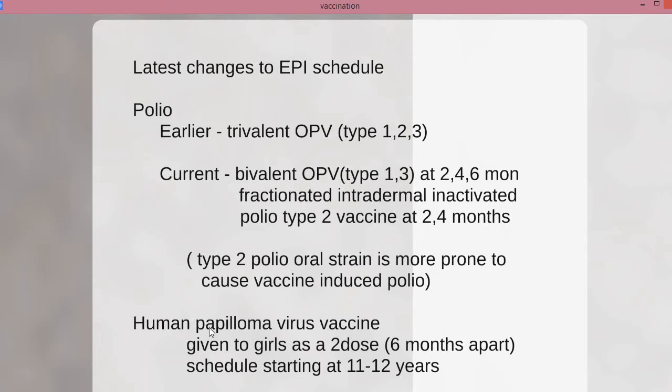Then recently the human papillomavirus vaccine was introduced, and it is given to girls as a 2-dose regime 6 months apart, and the schedule starts at the age of 11 to 12 years.